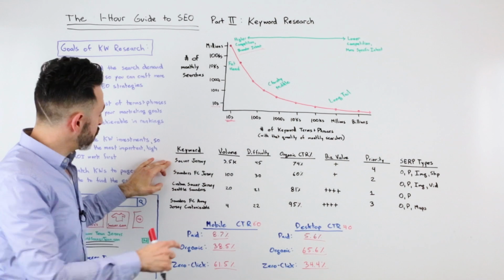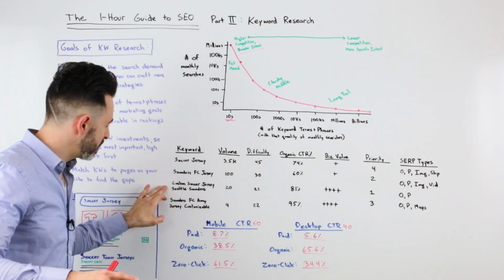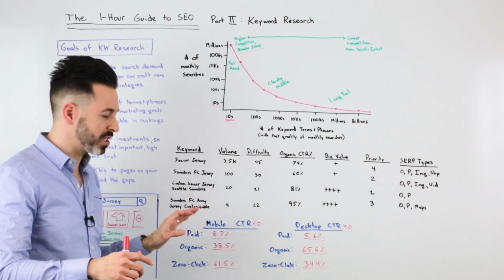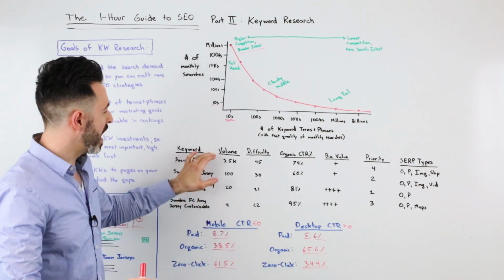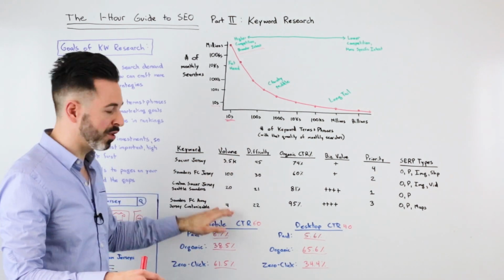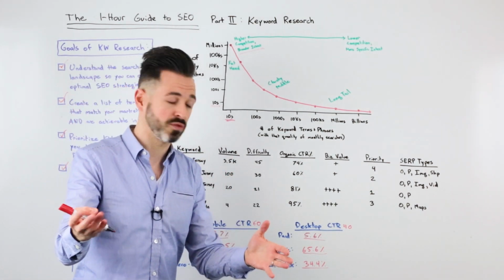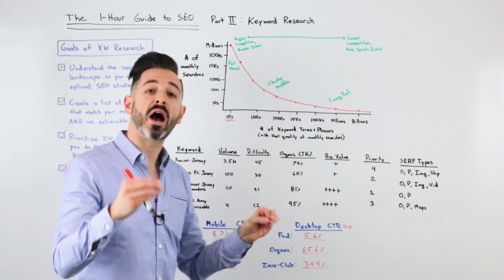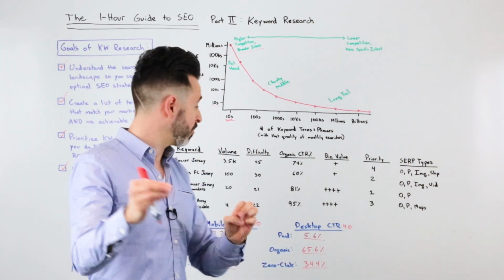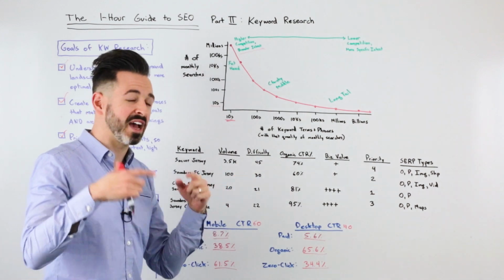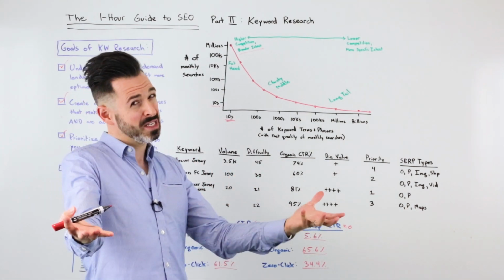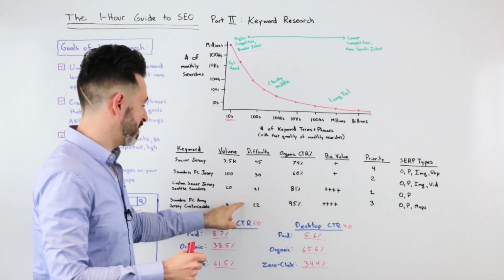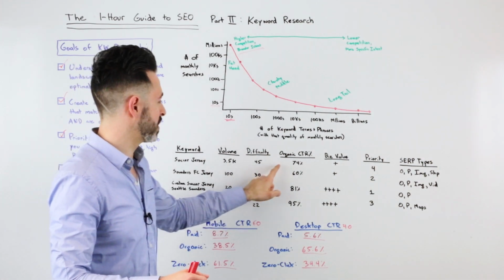So I might have terms like soccer jersey, Sounders FC jersey, custom soccer jersey, right, for Seattle Sounders. And then I'll have these columns: volume, because I want to know how many people search for it; difficulty, how hard will it be to rank, right? If it's super difficult to rank and I have a brand new website and I don't have a lot of authority, well, maybe I should target some of these other ones first that are lower difficulty.